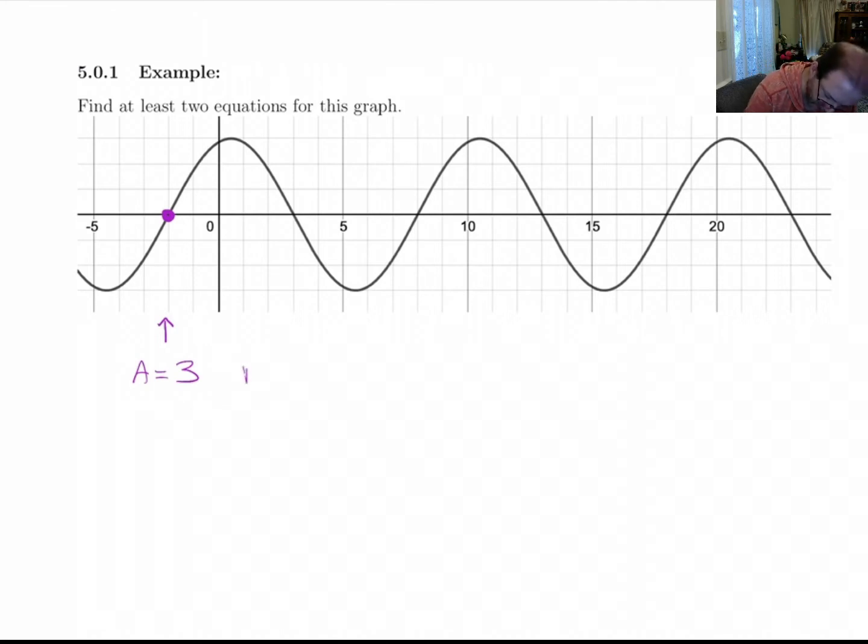Now my phase shift, that's at -2. So the phase shift's -2. And the period, on this one we can probably just count off what the period is. If we go from here to here, that's one full period. And I'm just going to count across. 1, 2, 3, 4, 5, 6, 7, 8, 9, 10. So the period's 10.